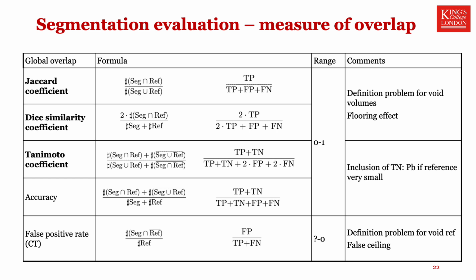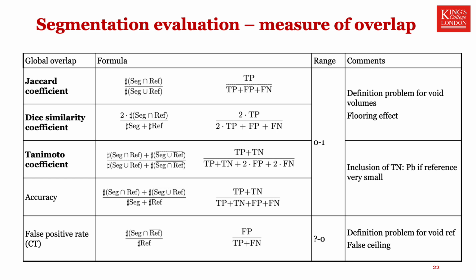On the other hand, the dissimilarity coefficient, it's twice the intersection, and you divide by the total number observed in the segmentation and in the reference. So it's twice the true positive divided by twice the true positive plus the false positive and the false negatives. And the Tanimoto coefficient is basically a bit, so you are counting both the true positive and the true negative, and you are counting twice for zeros.